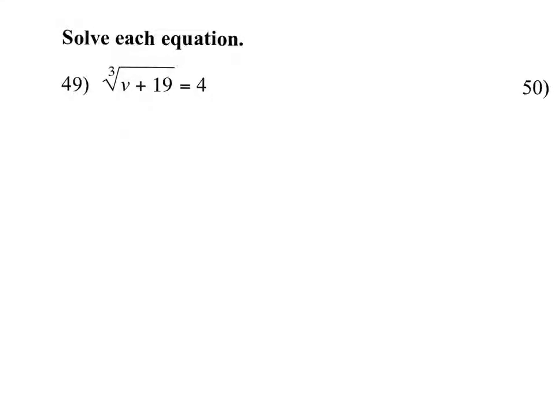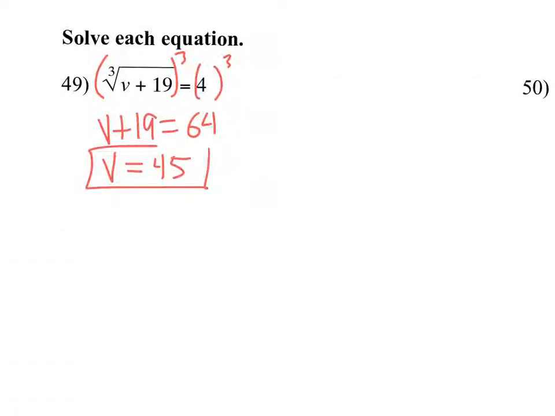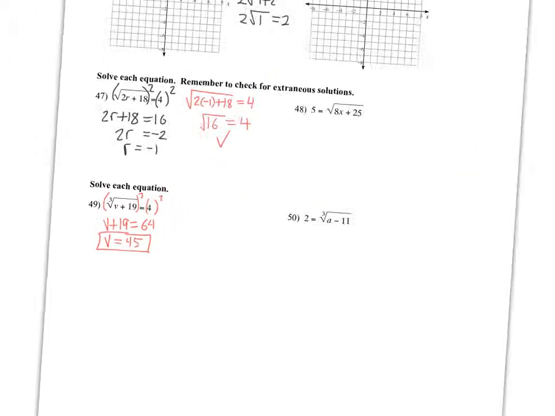For 49, we're looking at a cube root. Same thing, it's already set up by itself. We just have to undo it on both sides. We're going to cube, and when we do that, we get v plus 19 is equal to 64. Getting v by itself, we're going to subtract 19 from both sides, which is going to end up being 45. And we are done. For cube roots, you do not have to check for extraneous solutions because you're not doing anything to the problem that would add any of them in.